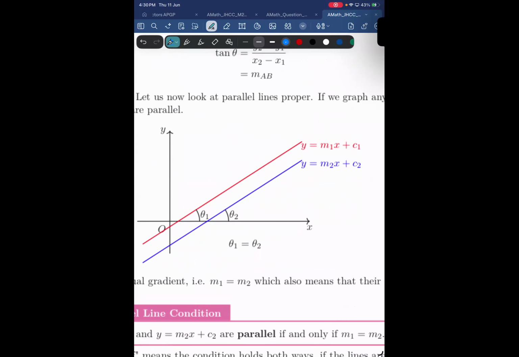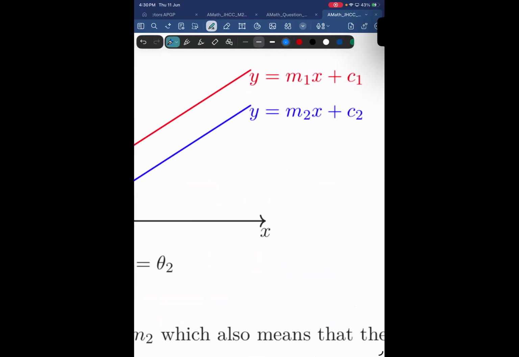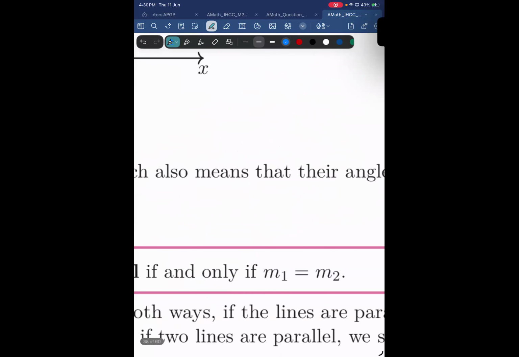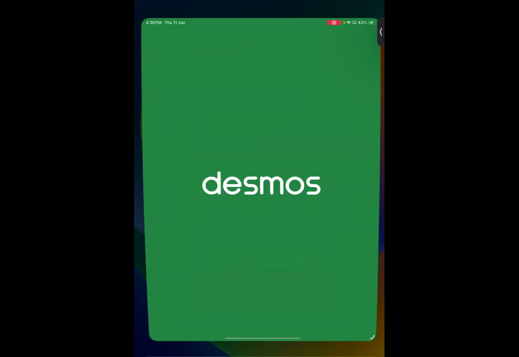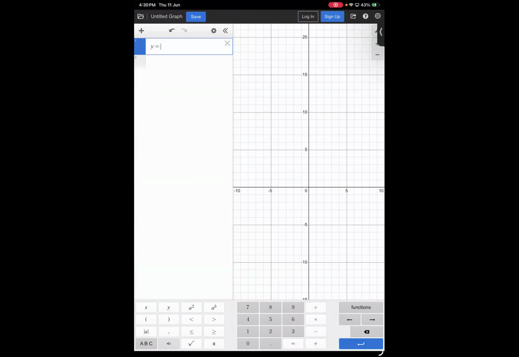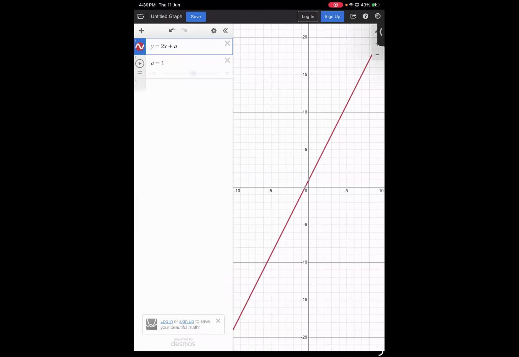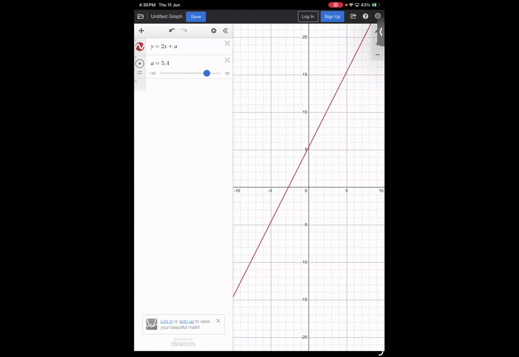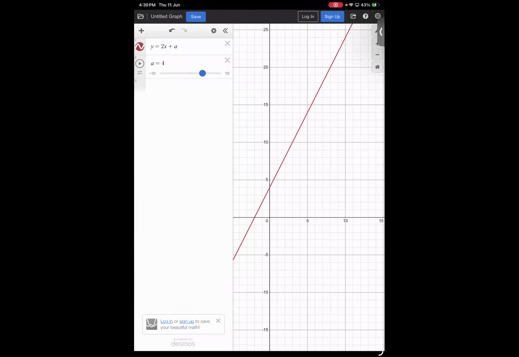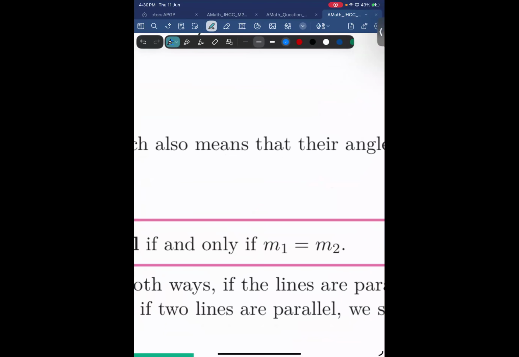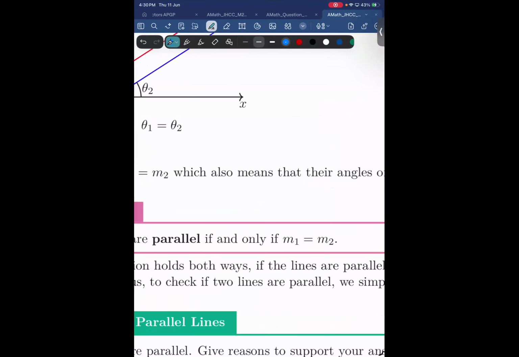Then these two c's here, c1 and c2, just tell you whether you move the line up or down. That's for quick visualization. If c increases, then the line goes up, and if c decreases, it goes down. See that? The gradient, the control of the slope, will remain the same if they are parallel.